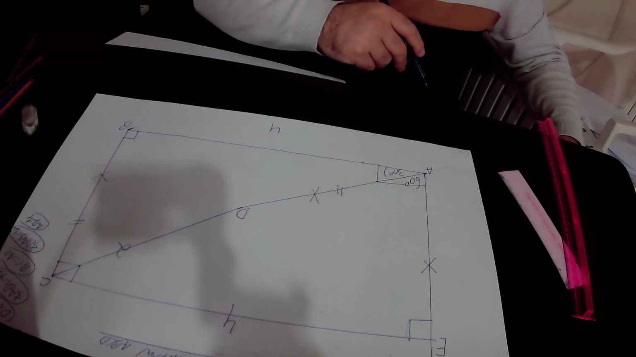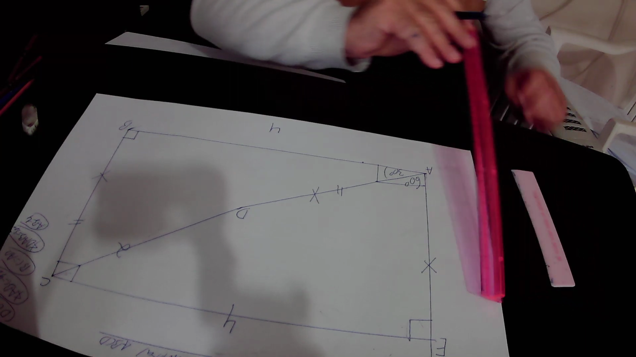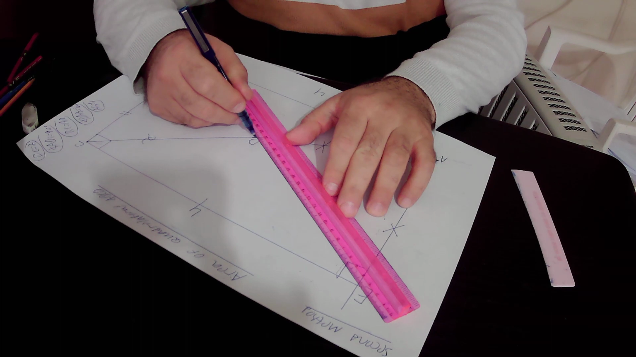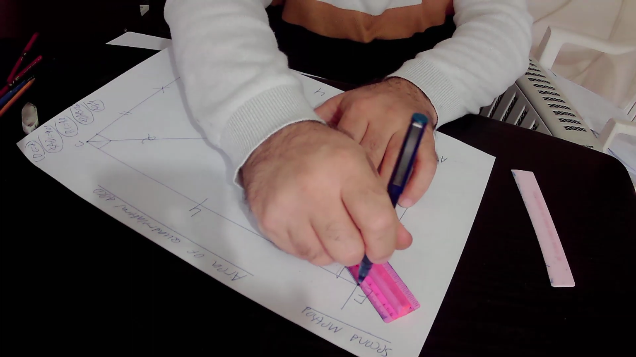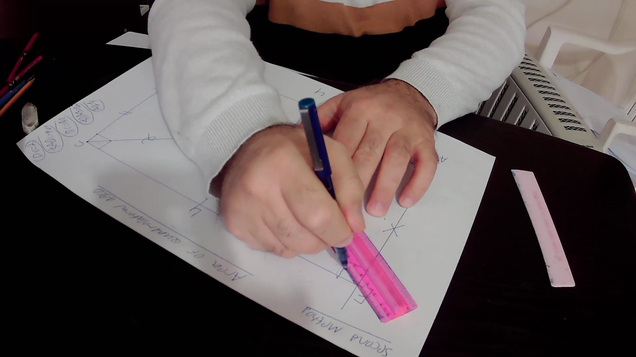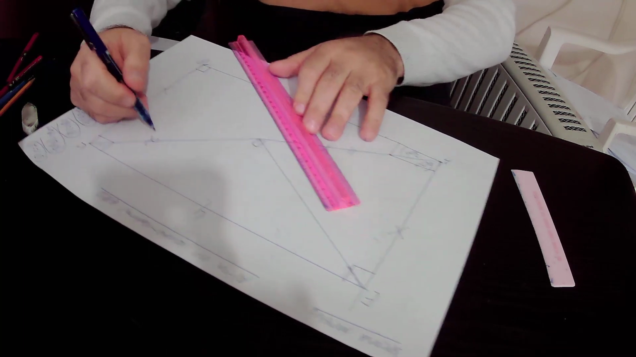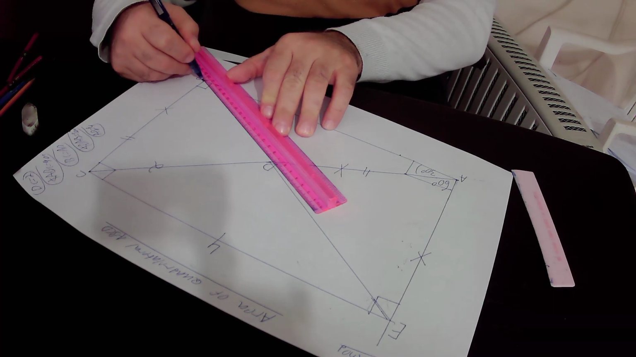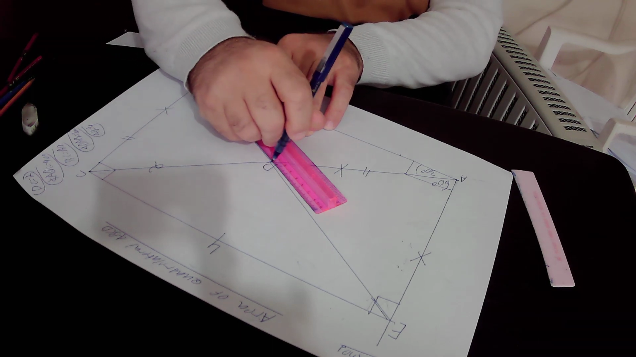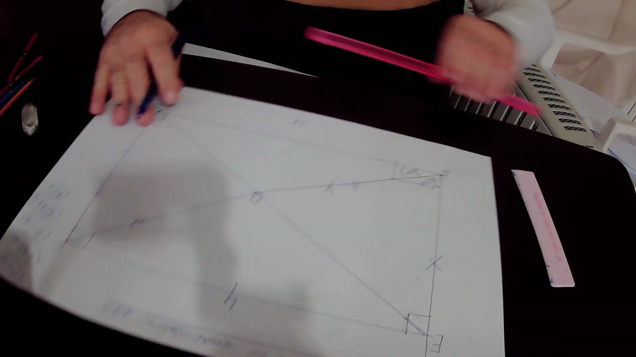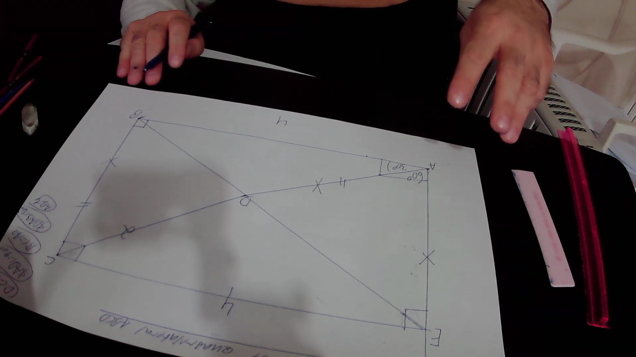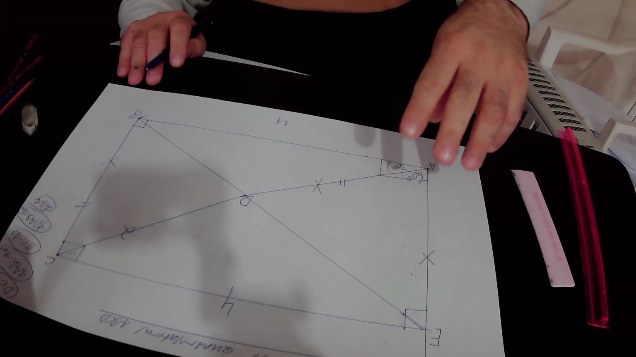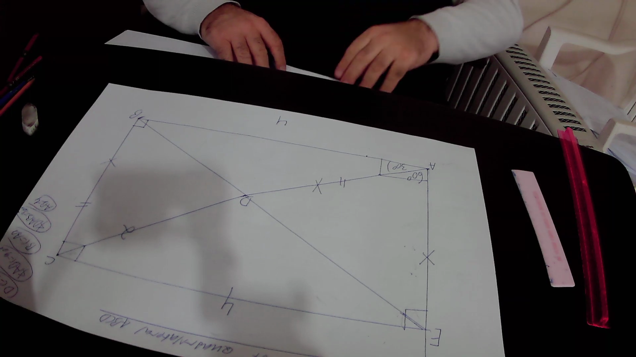In the next step, we will join points E and D together by a straight line. And we will join points D and B together by a straight line. I will copy triangle AED in a new page and we will analyze triangle AED.